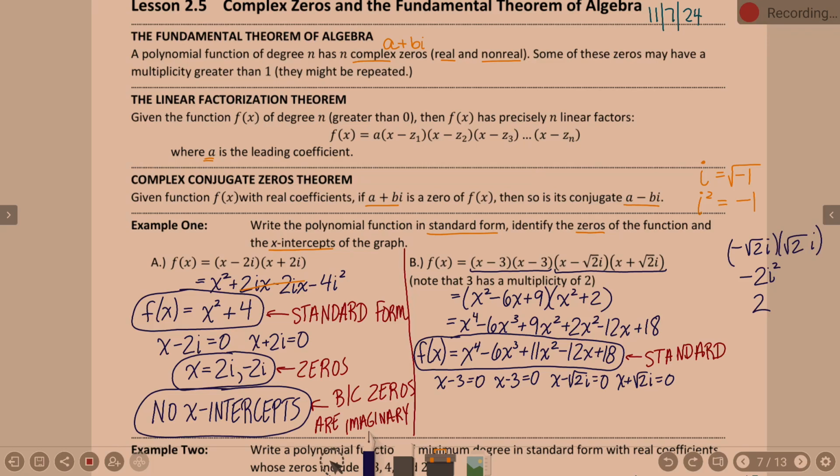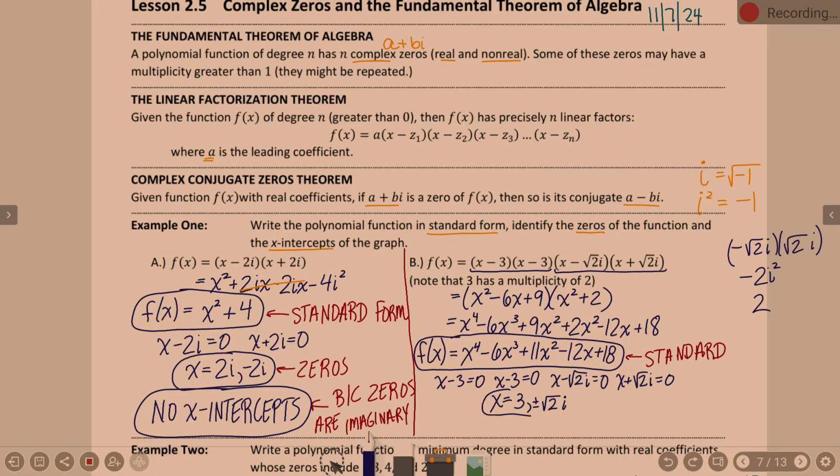What do you get for your zeros? You get a 3. What else? Square root of 2i and a negative square root of 2i. And let me point out, you guys do realize that i is outside, yes? I don't know why I didn't put the i in front and say i square root of 2. I probably should have.